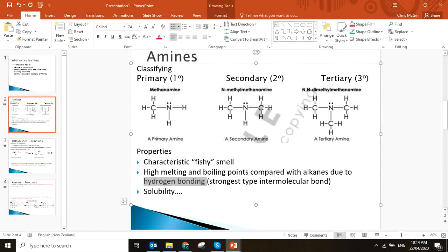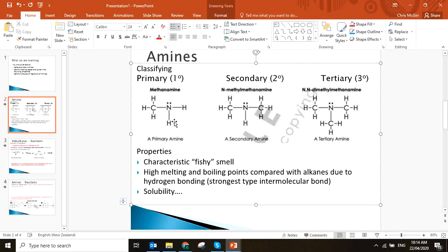Now, hydrogen bonding is something we're going to learn in the 3.4 topic, the external topic later. You don't need to worry about what hydrogen bonding is at this point. All you need to be able to recognize is that they have high melting and boiling points because they have strong intermolecular forces.